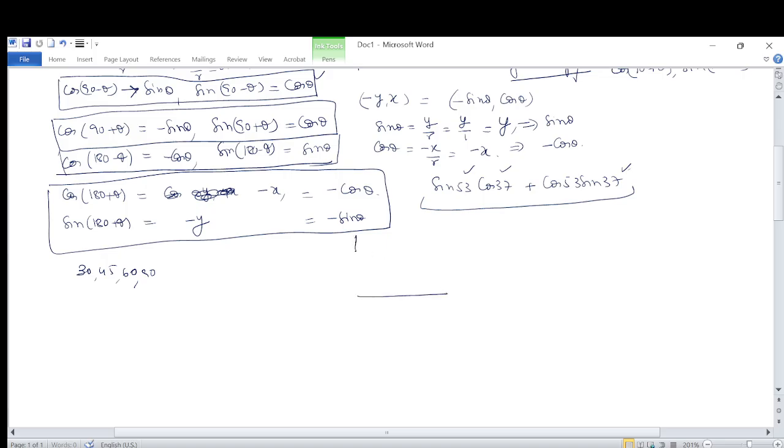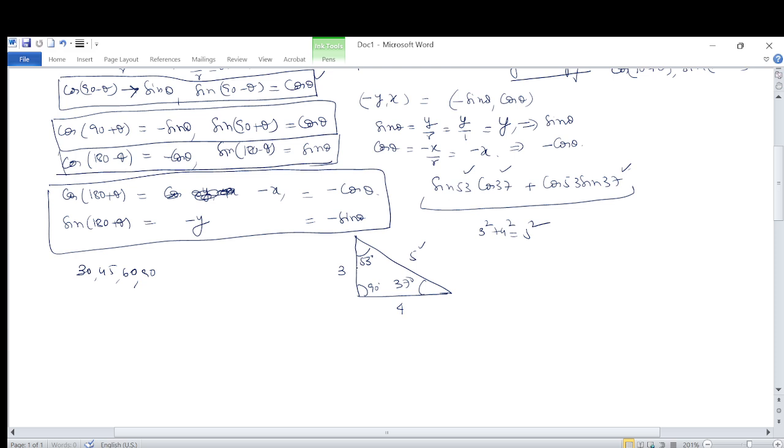Okay, let me draw a triangle. This is 90 degree. If this is 3, this is 4, this is 5, this will prove the Pythagoras theorem: 3 square plus 4 square becomes the 5 square. In that case, this angle becomes the 37 degree and this angle becomes the 53 degree. So it becomes very easy.